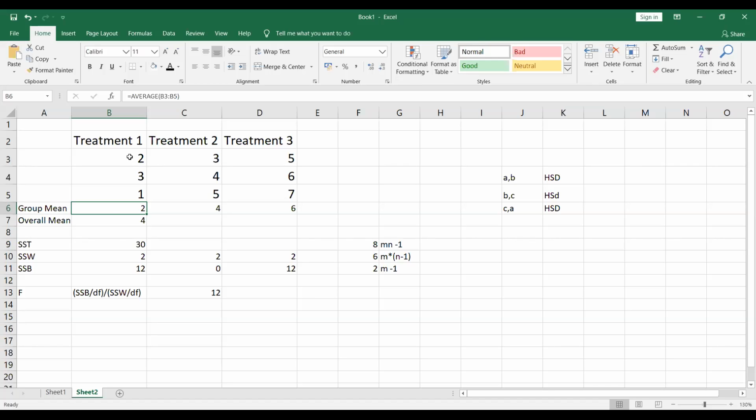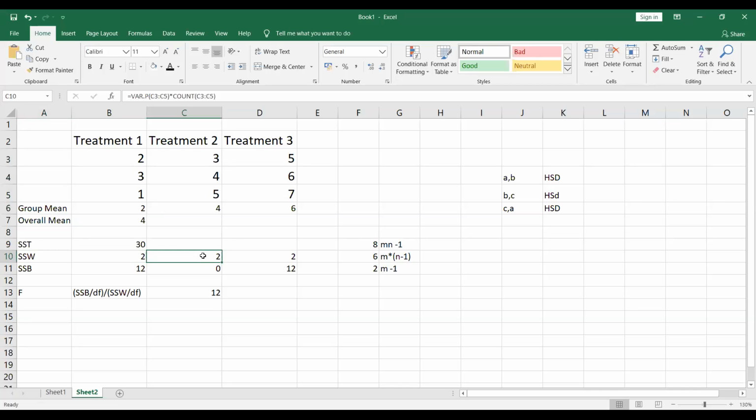Within each of the groups, if you follow the calculation, look at this row. You can see my Excel sheet, right? For this treatment, I have found the sum of squares within, which is nothing but the variance times the number of observations. Which is 2 minus 2 square plus 3 minus 2 square plus 1 minus 2 square. That way you have got 2, right?